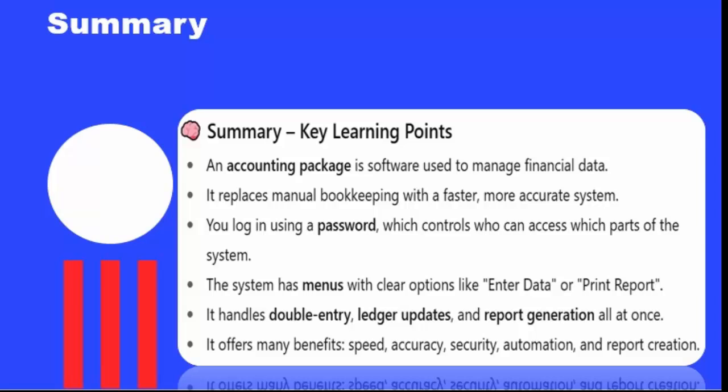Summary. Key learning points. An accounting package is software used to manage financial data. It replaces manual bookkeeping with a faster, more accurate system. You log in using a password, which controls who can access which parts of the system. The system has menus with clear options like Enter Data or Print Report. It handles double entry, ledger updates, and report generation all at once. It offers many benefits: speed, accuracy, security, automation, and report creation.